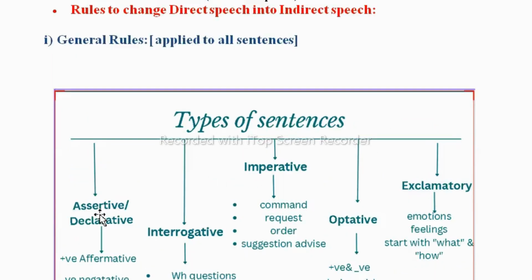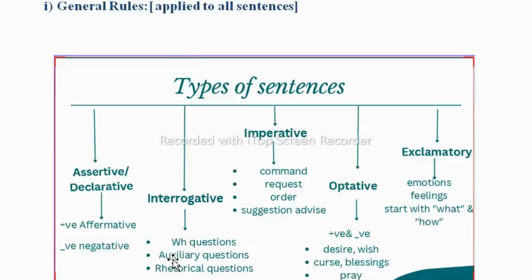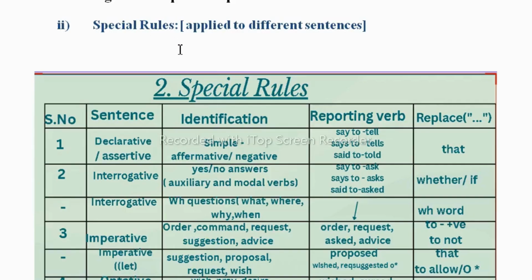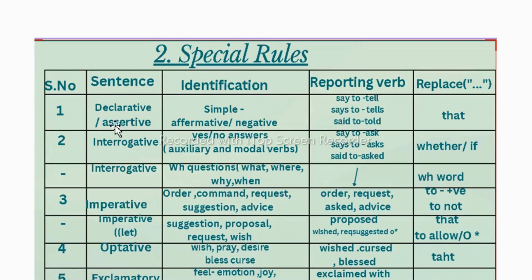If the sentence is declarative, then how you need to do the changes. If the sentence is interrogative, imperative, optative or exclamatory, you would learn if you watch those videos. Now, under special rules that apply to different sentences, if you have a declarative sentence, how will you identify it? Here you simply get an affirmative or negative sentence. So say to will change to tell, says to tells, and said to told. And in place of the comma, you need to write that. If you get an interrogative question, in place of the comma, you need to write whether or if. That all I have explained in detail. You can go through that in this video.